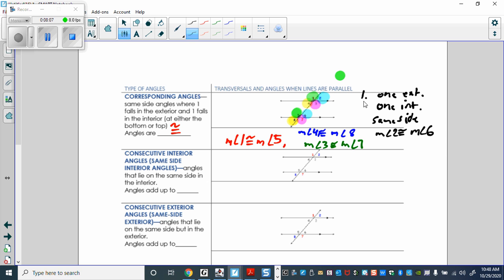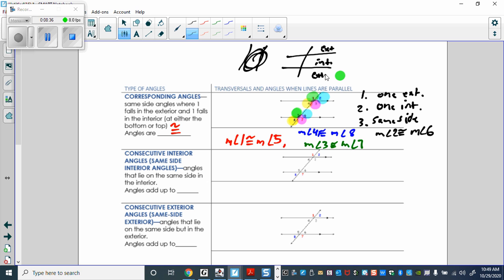So 1, 2, 3. These are the conditions for corresponding angles. Consecutive interior angles, these are same side interior angles. So just making sure we understand, here's a transversal, here's my parallel lines.